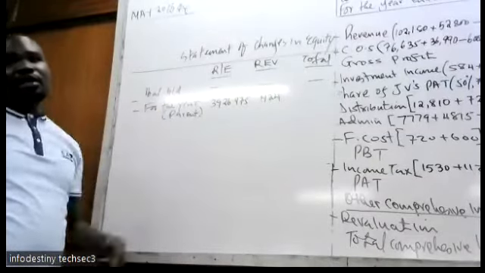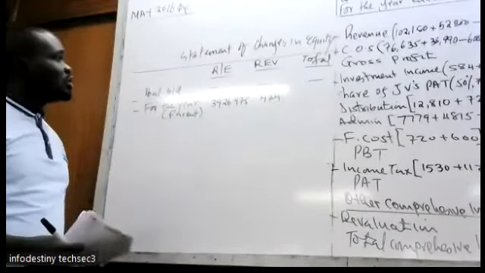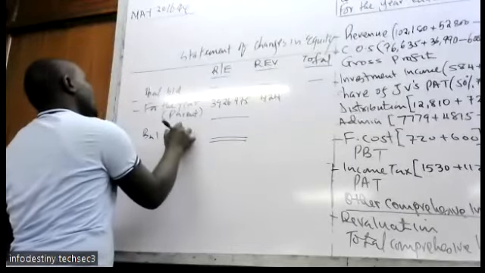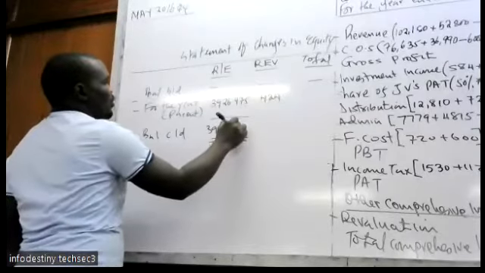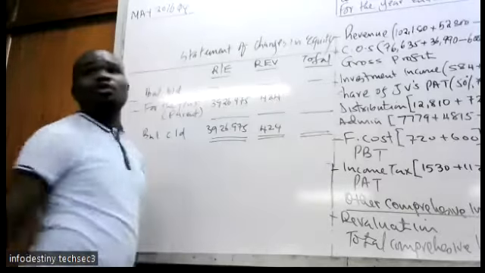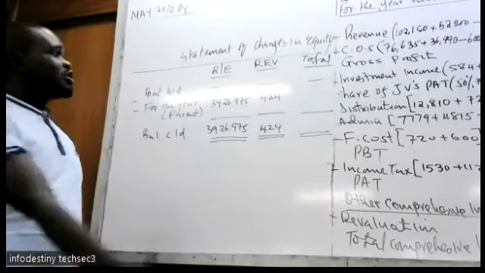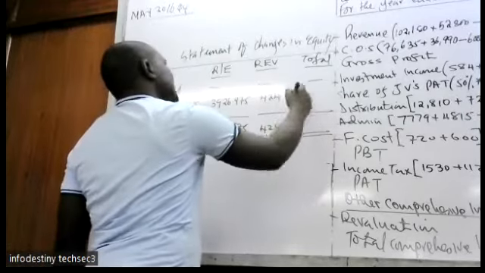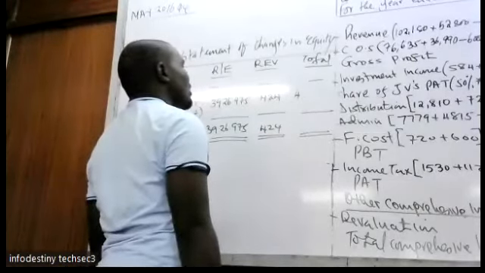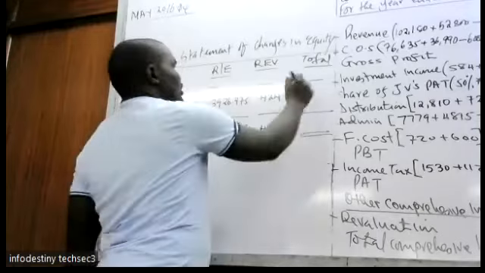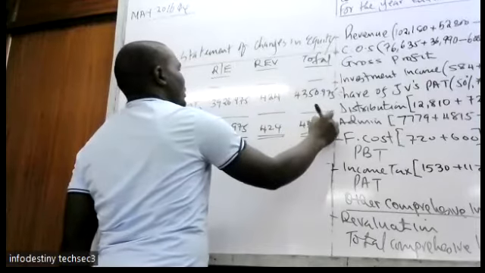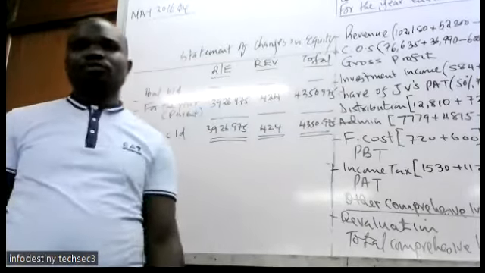So this plus this comes to. So balance carried down. Total comes to 4,350.97. Correct.